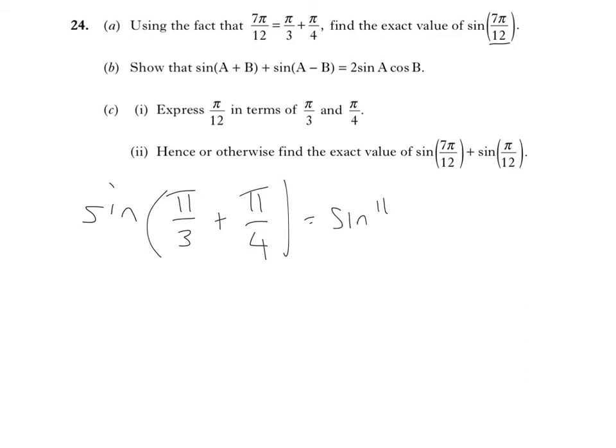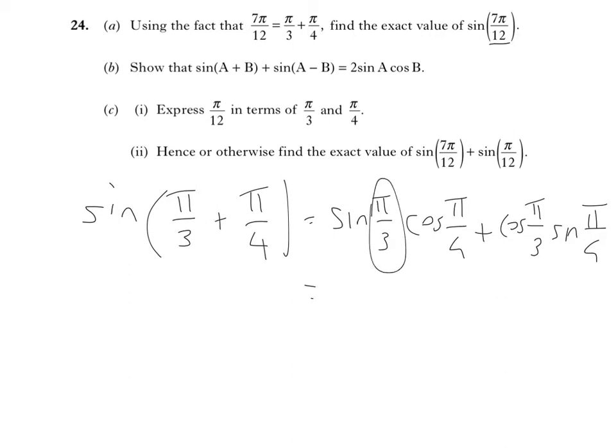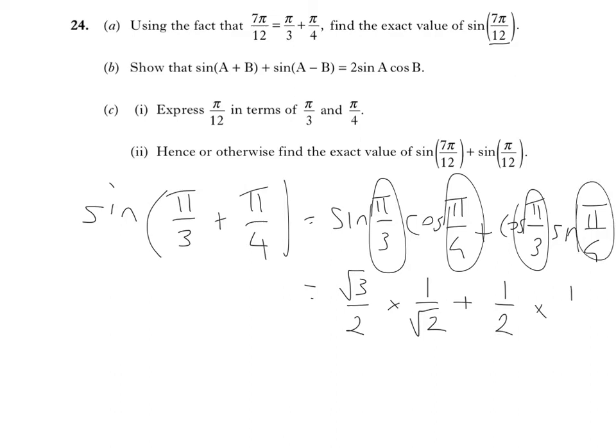So that's sin pi over 3 cos pi over 4 plus cos pi over 3 sin pi over 4. That's a non-calculator equation. So I'm going to write in radians but think in degrees. So pi over 3 is 60, pi over 4 is 45. So sin of 60 is root 3 over 2. I'm multiplying that by cos 45, which is 1 over root 2, plus cos of 60 is 1/2, multiplied by sin of 45, which is 1 over root 2 again.